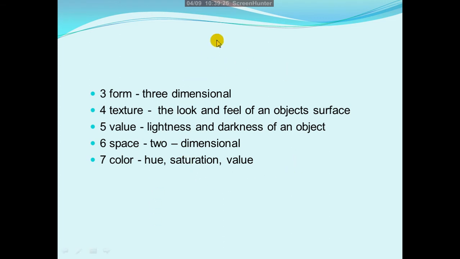Then form means three-dimensional. Three-dimensional has your height, width, and depth, okay. If you add height, width, and depth, it can be three-dimensional. That can be a form.